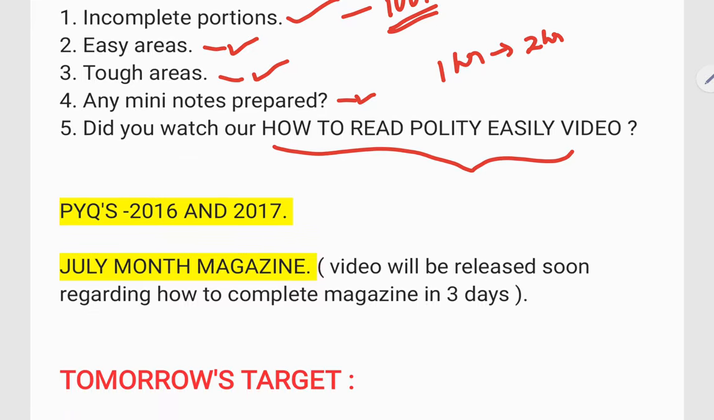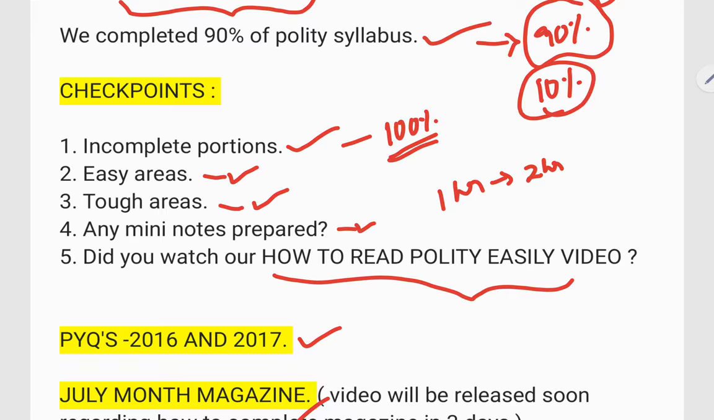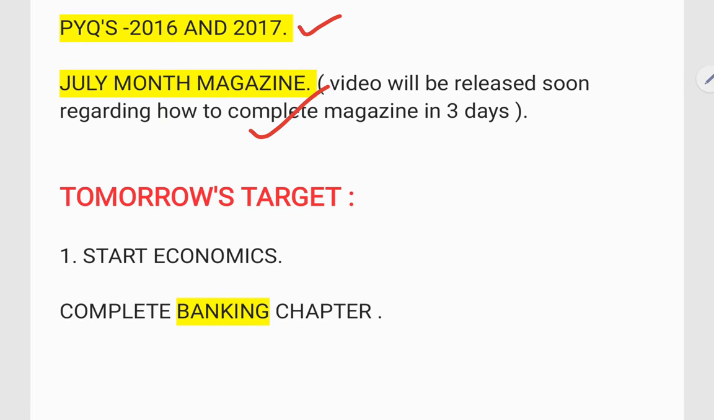Got it? And we have completed PYQs of 2016 and 17. Please go through them again and again over the next few days. And we have completed the July month magazine. So today's target: you identify incomplete portions, you identify easy areas, you identify tough areas. If mini notes are not prepared, you try to prepare them. You identify such things. Okay, enough.